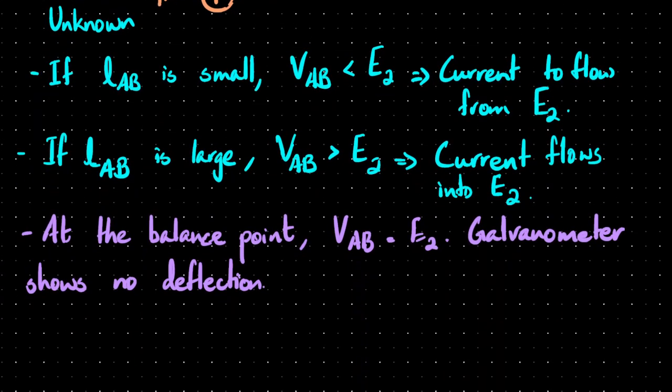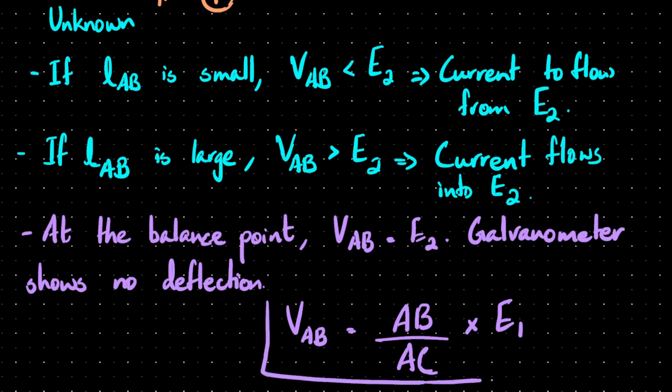So again, as discussed above, we can find the voltage AB using that ratio of lengths. That would be the length AB divided by the entire length AC, times the EMF of the driver cell, which was E1. This is how we can find VAB, and that would just be equal to the EMF of that unknown cell.